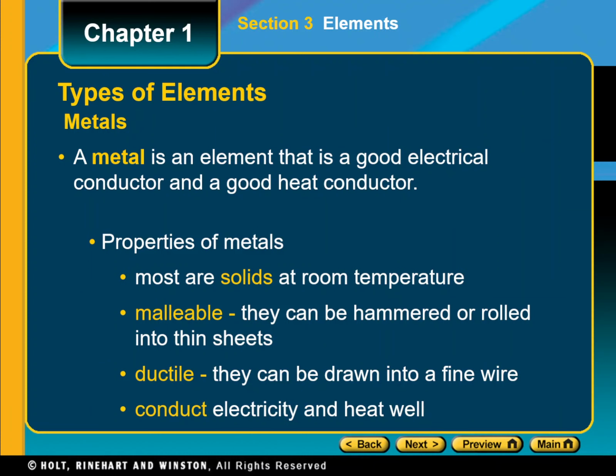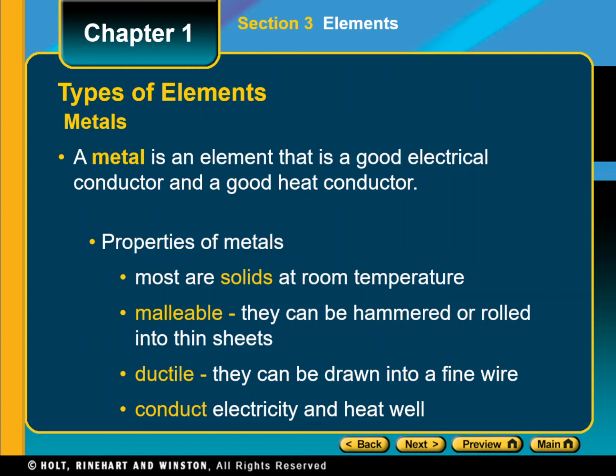Second main idea. Some elements are metals. The periodic table is broadly divided into two main sections, metals and nonmetals. The metals are at the left and in the center of the table. The nonmetals are toward the right. Some elements, such as boron, B, and silicon, Si, show characteristics of both metals and nonmetals.